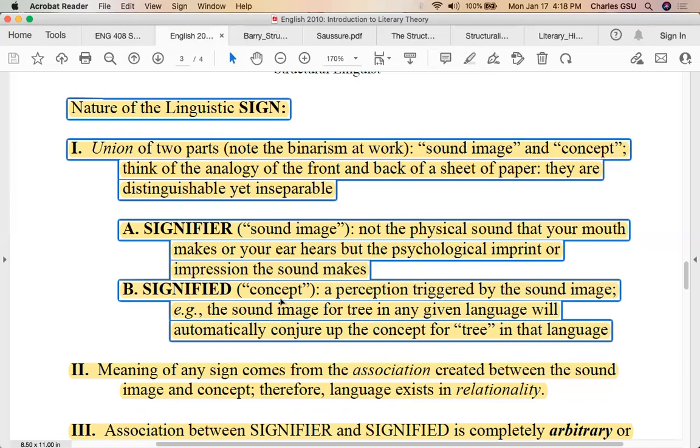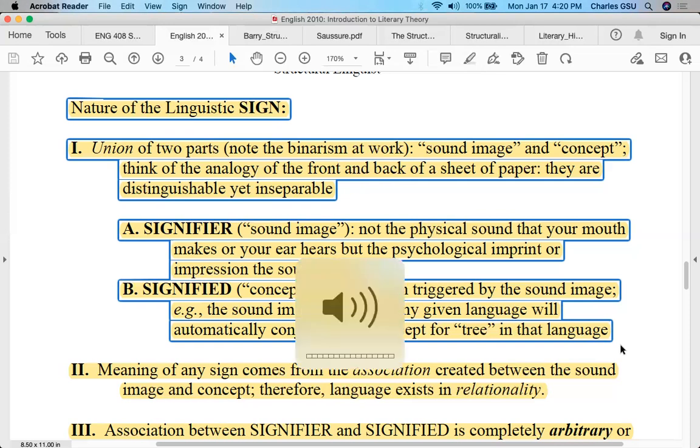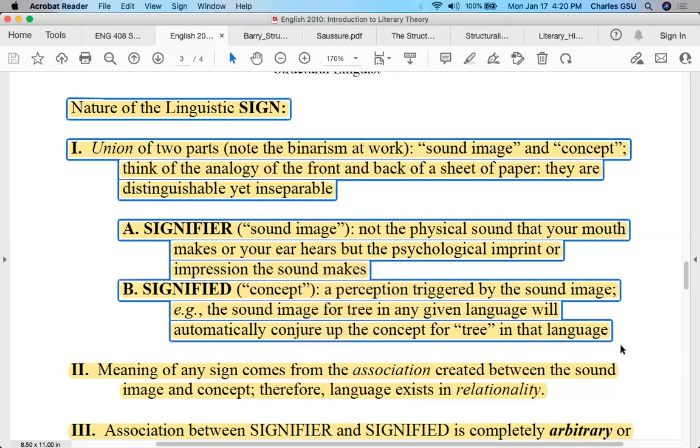Now, the signified or the concept, right, is a perception triggered by the sound image. For example, the sound image for tree, if someone said tree, in any given language will automatically conjure up the concept for tree in that language. And this becomes a little bit tricky because, as he's going to show us, the word tree is English, right? But if someone said arbor, which is the French word, you might be thinking about Arbor Day, which is a holiday celebrating trees in the United States.